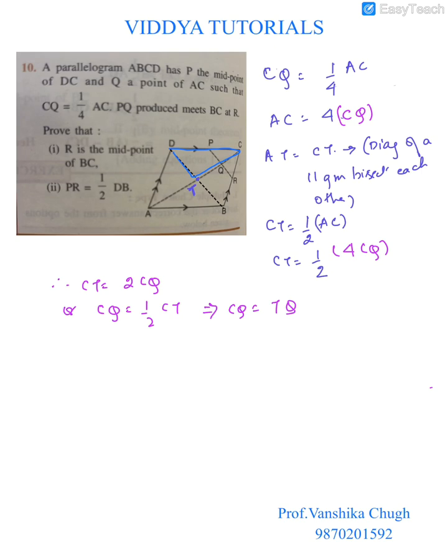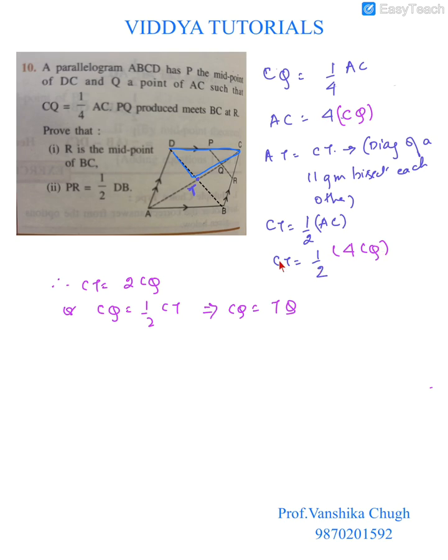I keep this aside. Now I have connected the diagonal BD, and the diagonals of the parallelogram bisect each other. So I've labeled that point as T. So I get CT is equal to AT because diagonals of a parallelogram bisect each other. Now CT is half of AC because T is the midpoint. At AC, I substituted 4CQ.